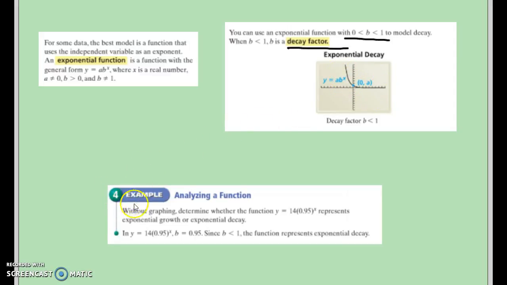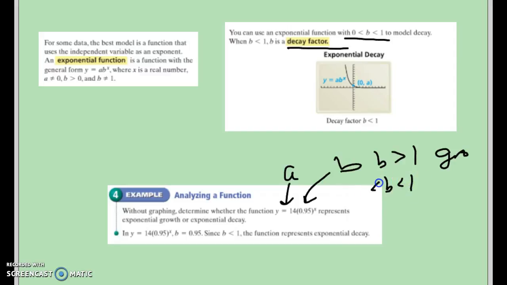So here's an example. We're going to analyze this function. Without graphing, determine whether this function is growth or decay. I know that this 14 right here is the a value, and I know that this decimal, the thing with the exponent, is my b value. If b is greater than 1, then I know it's growth, because that's what we talked about in the last section. If b is less than 1, but greater than 0, and I know that b has to be greater than 0, that's decay. So I see here that I have 0.95, and that falls into this, so I know that that is decay.